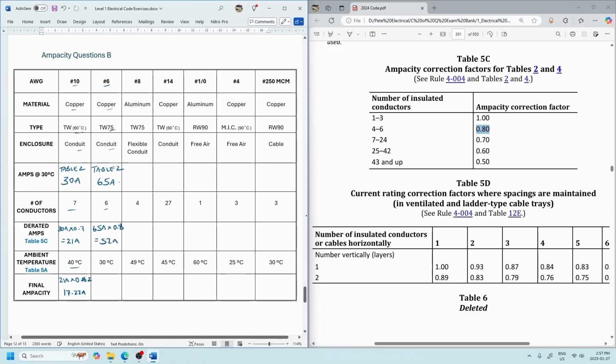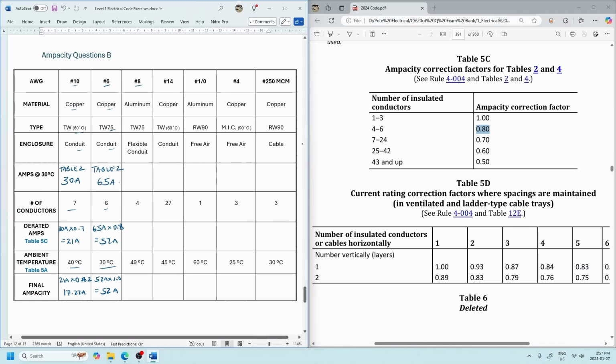And it looks like that 52 amps can stay at 100% because we're at 30 degrees or below. So we got 52 times our 100%. And so we got max ampacity of 52 amps for number 6 copper TW75s running in conduit with 6 conductors in the pipe. Okay, hopefully you came to the same conclusion. Next guy, what do we got?